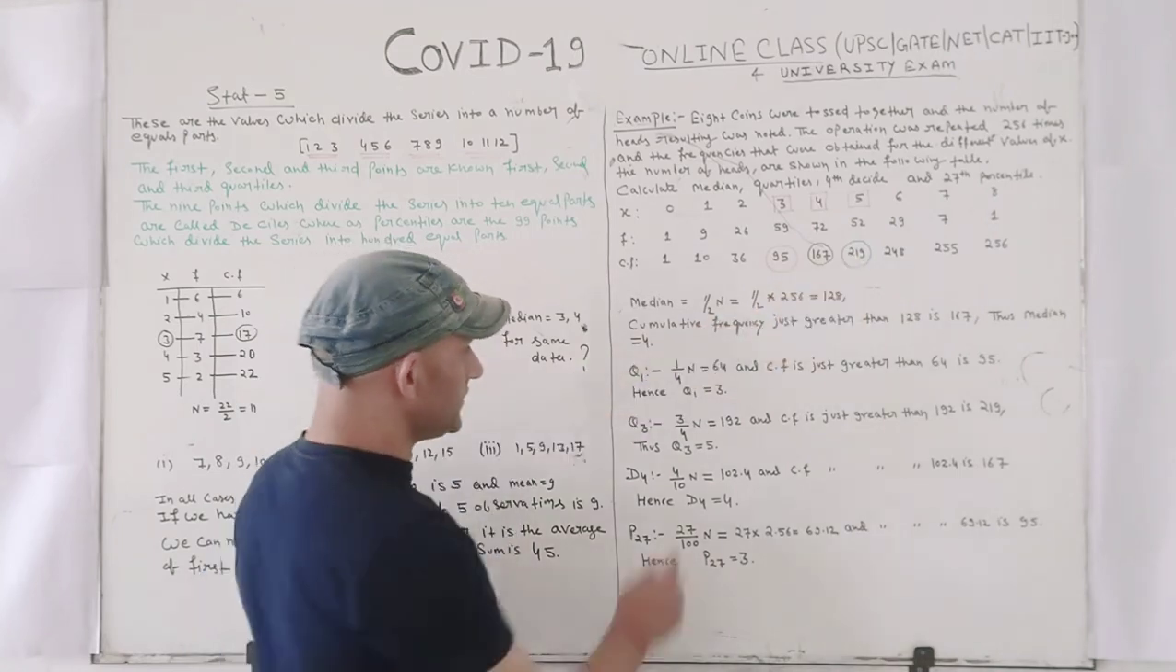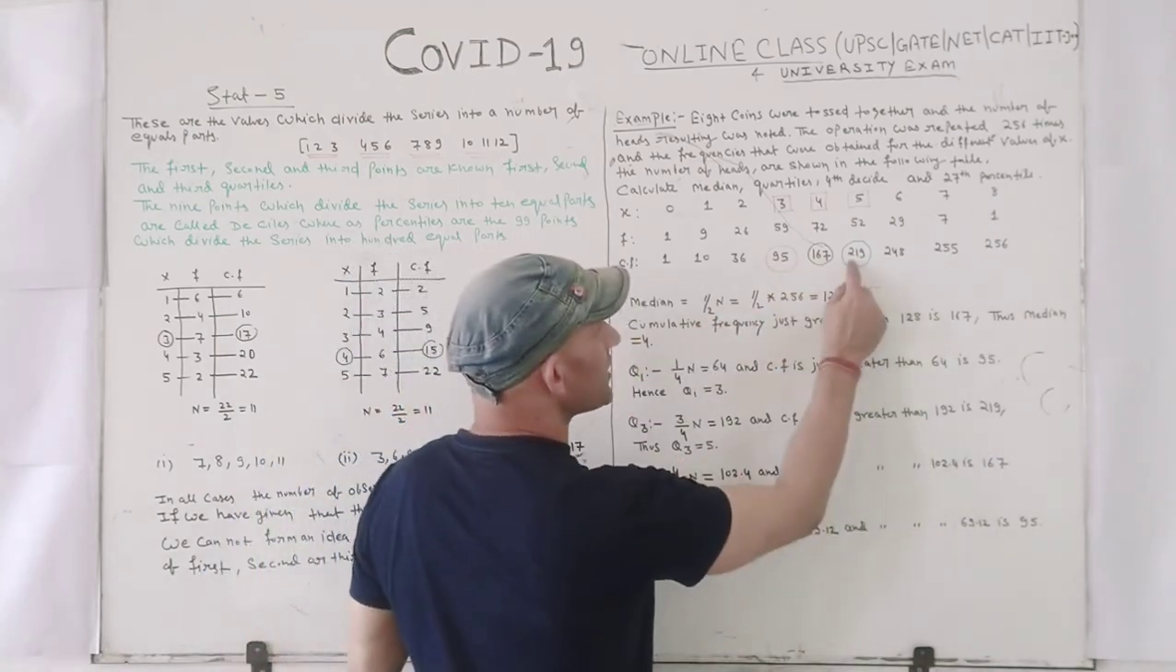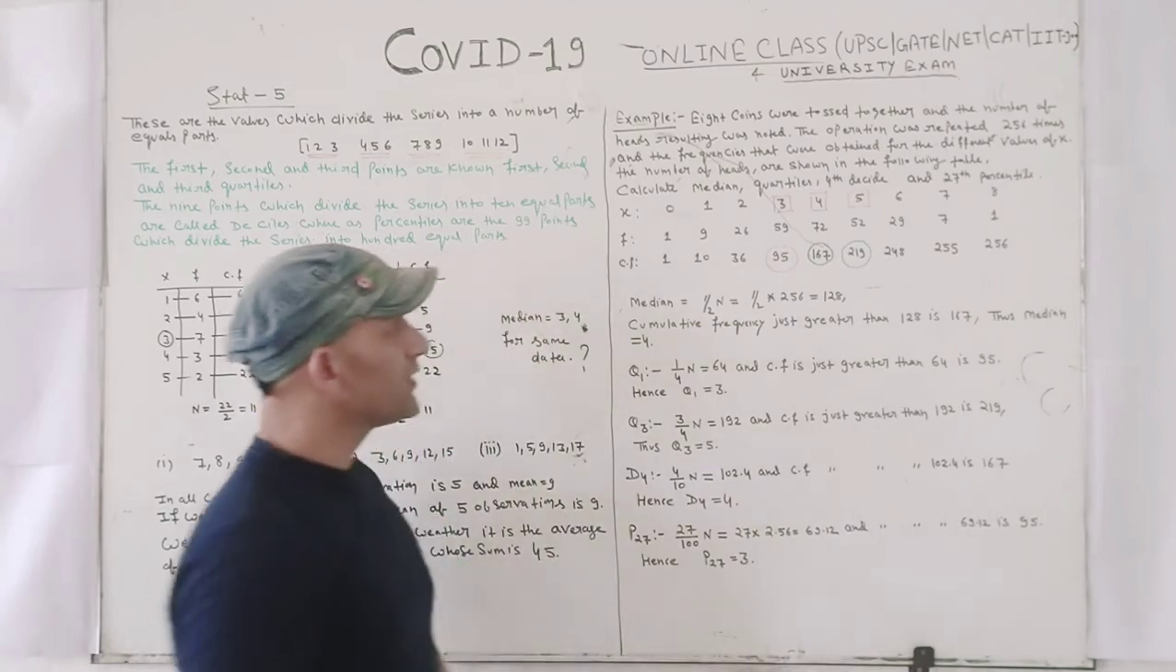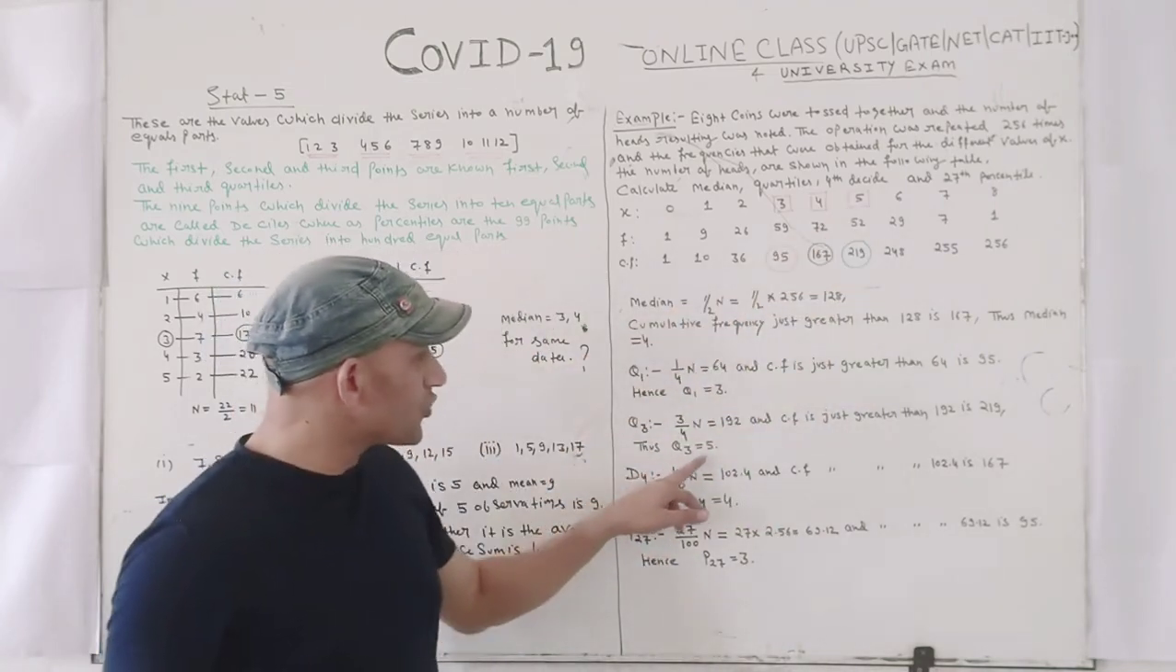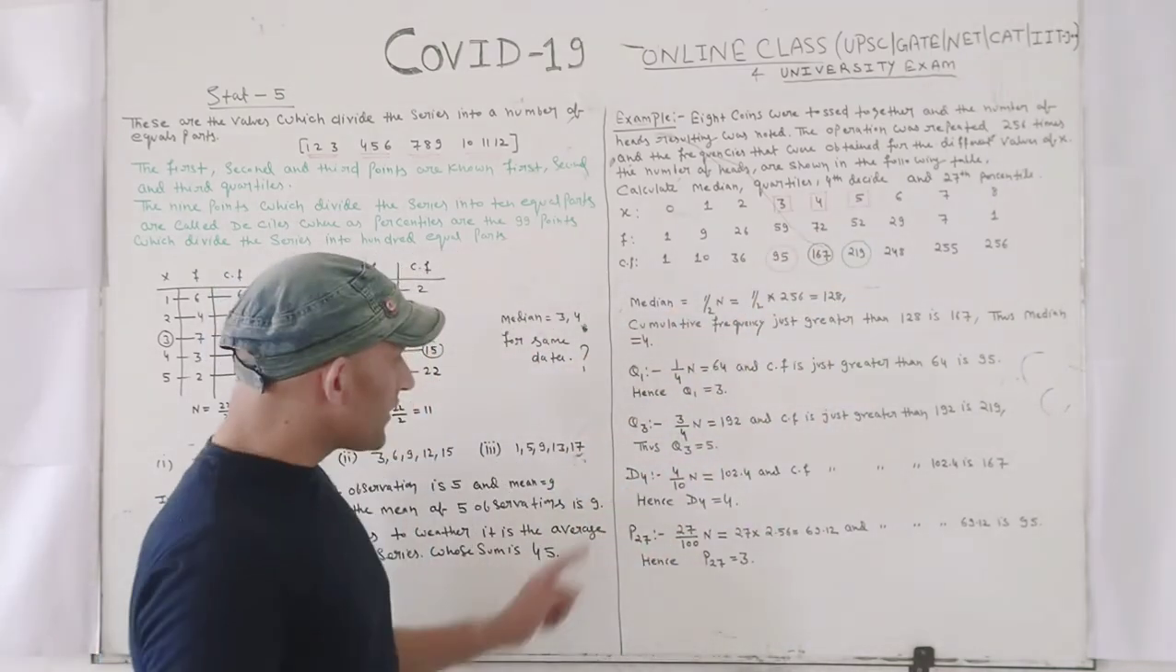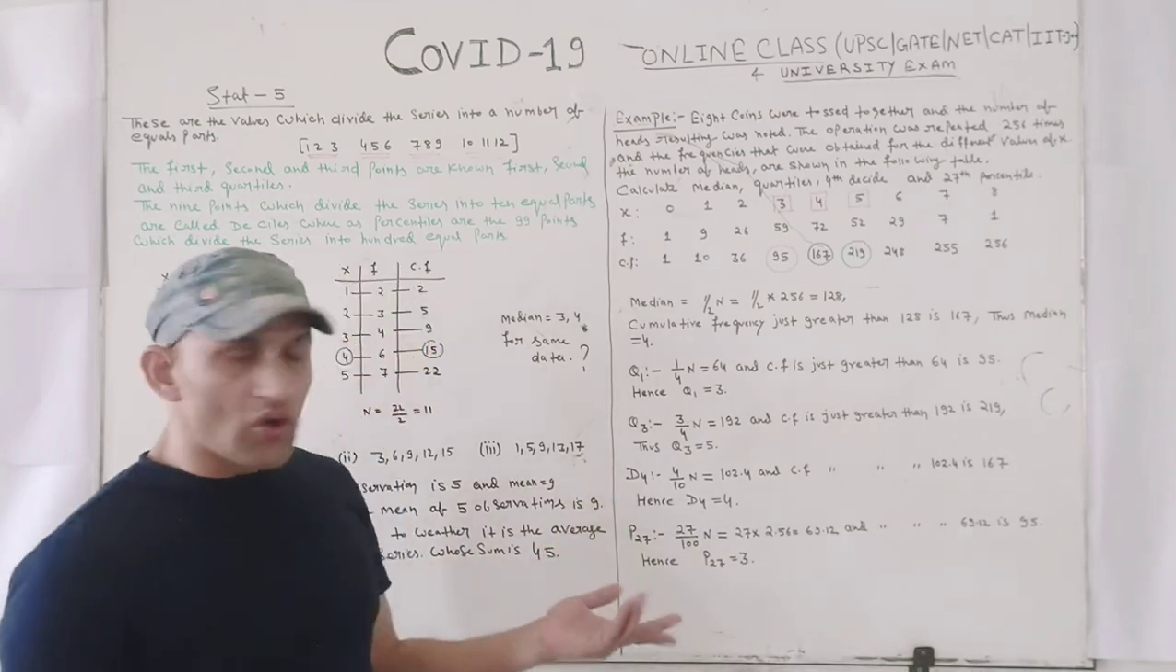So for the given data, the value is 5. It means that your Q3 is 5. Now similarly, you can find Q2 also.